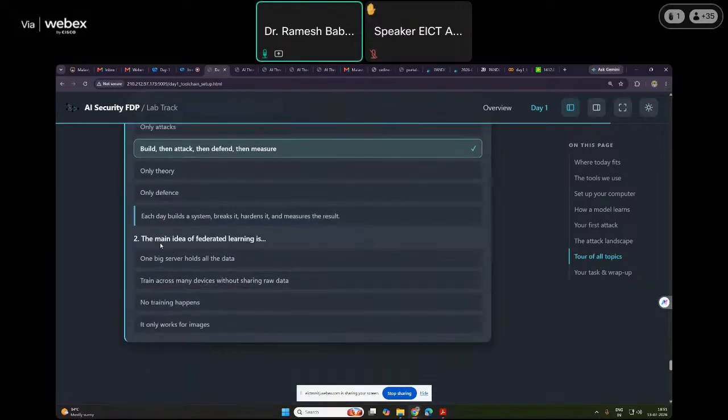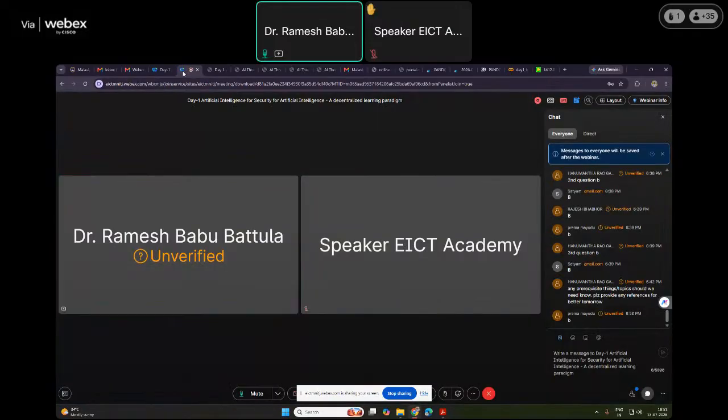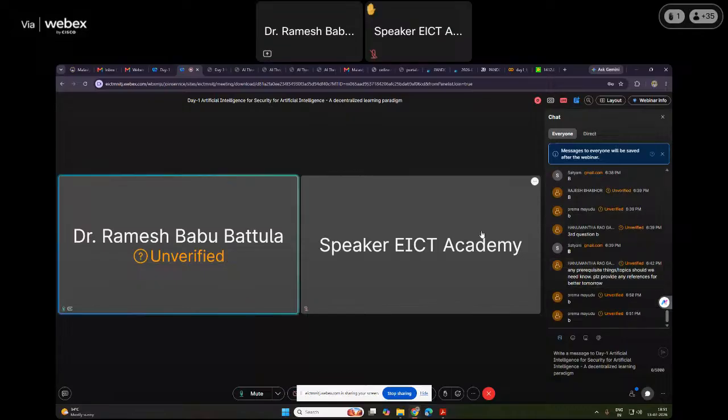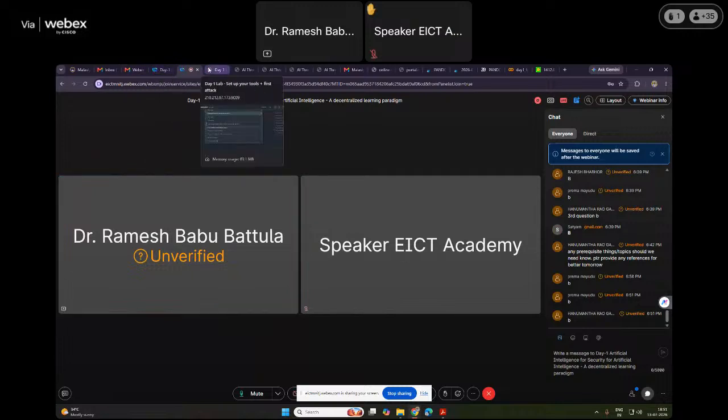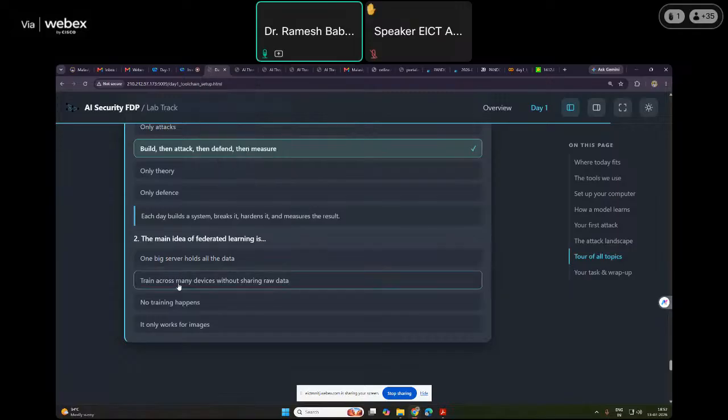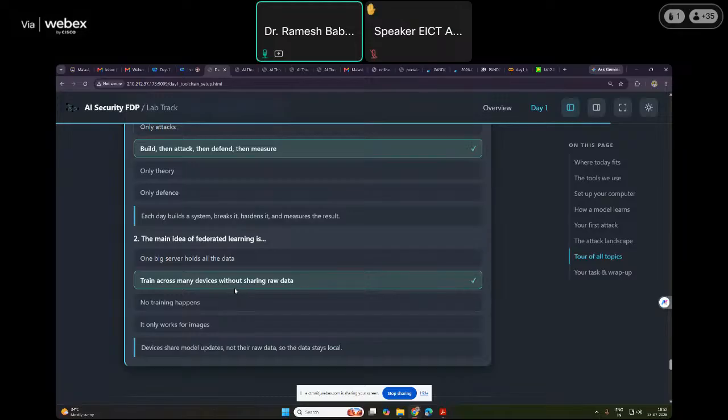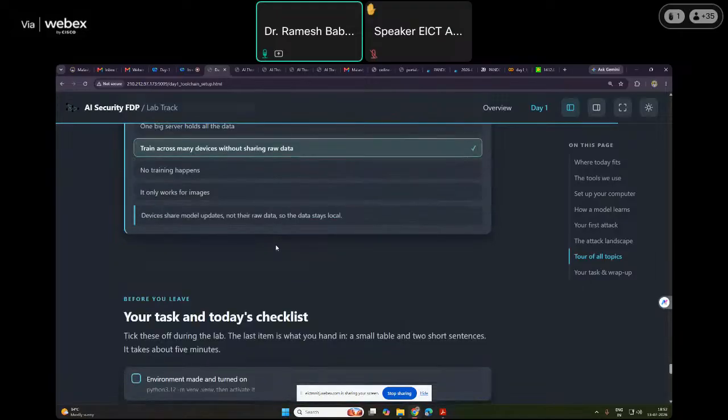Now the second question: the main idea of federated learning is? So what is the answer for this one? Correct. It is about training across many devices without sharing raw data. So it is a privacy preserving paradigm. You have multiple clients, and clients do not want to share their private data. So it is a distributed paradigm for preserving your privacy. So option B is the correct answer here.